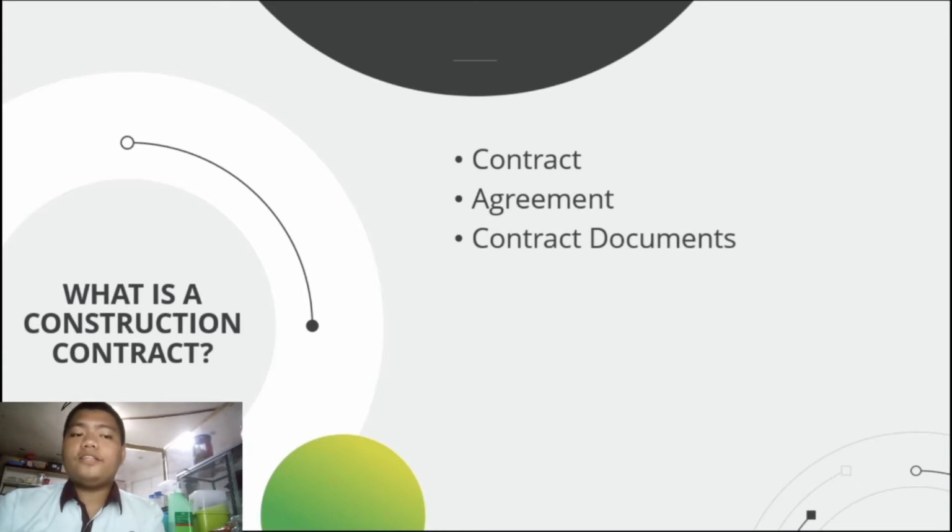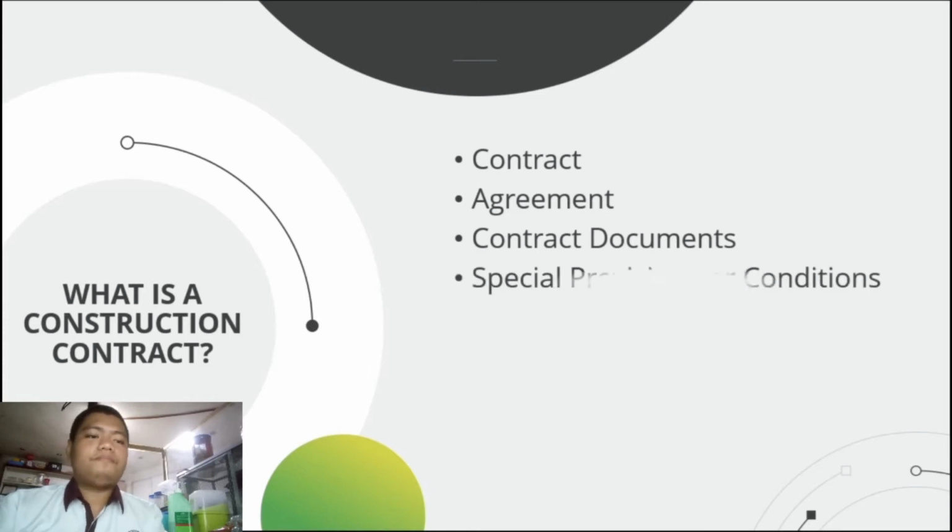Contract documents are attached to the agreement and identified therein as contract documents, including all additions, deletions, and modifications, which generally include the following: special provisions or conditions, general conditions, specifications, drawings, and other bid documents. Special provisions or conditions are instructions which are issued prior to the bidding to supplement and/or modify the drawings, specifications, and/or general conditions of the contract.